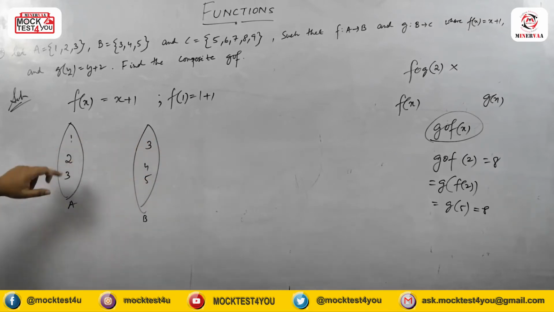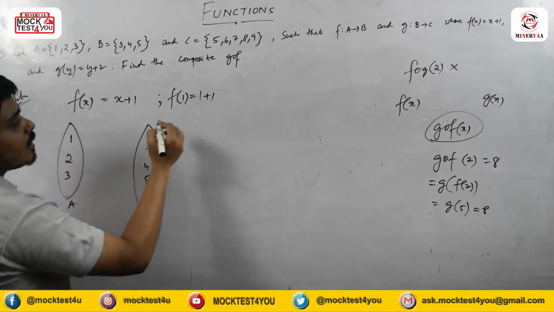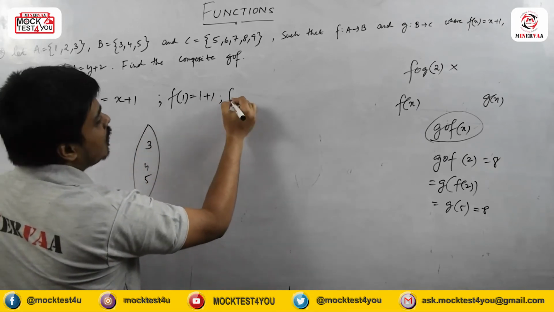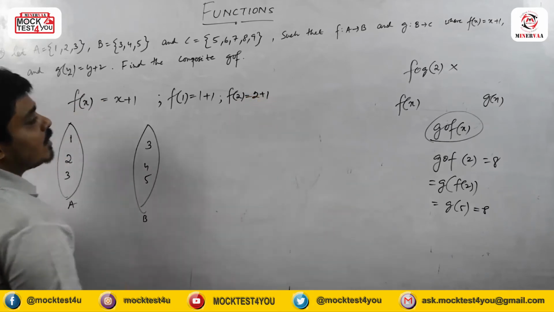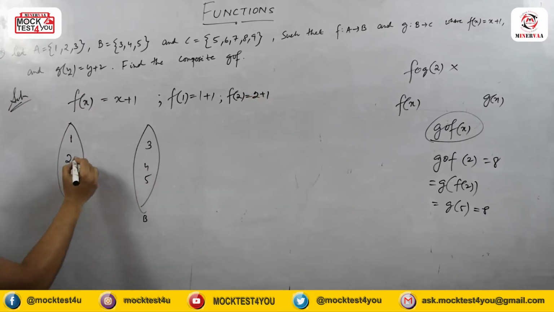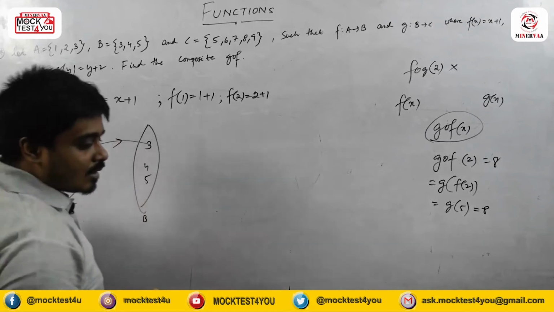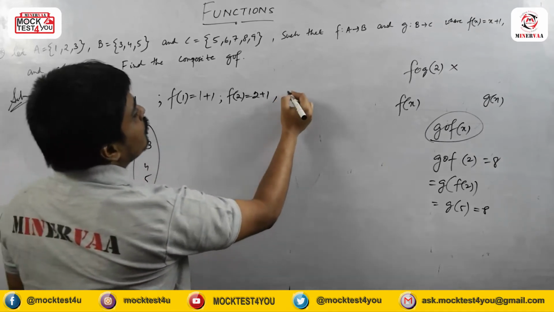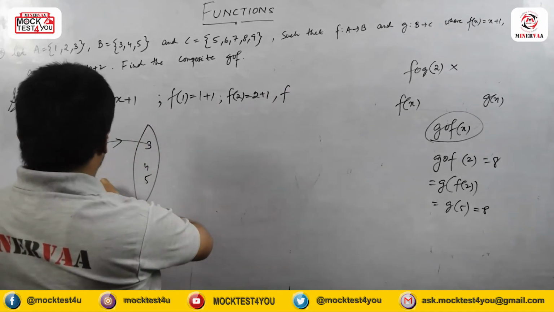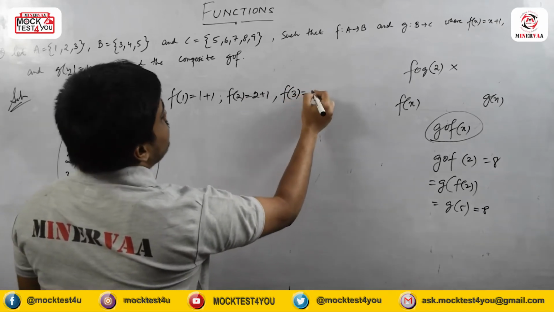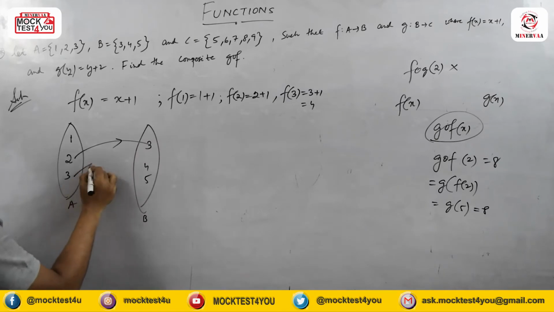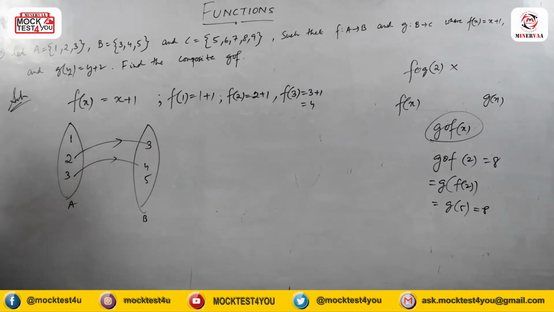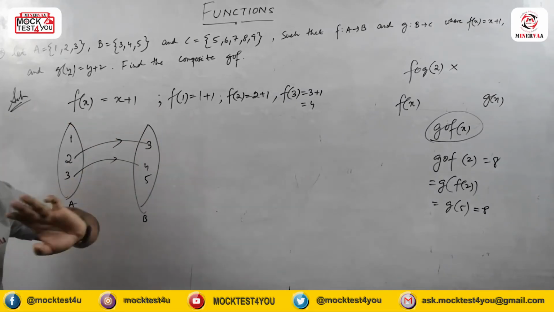Am I clear? But what is f of 2 equal to? F of 2 is equal to 2 plus 1. That is 3. Now f of 3. What is f of 3 equal to? That is 3 plus 1. That is equal to what? 4. So 3 plus 1 gives us 4. Like this we do the mapping.